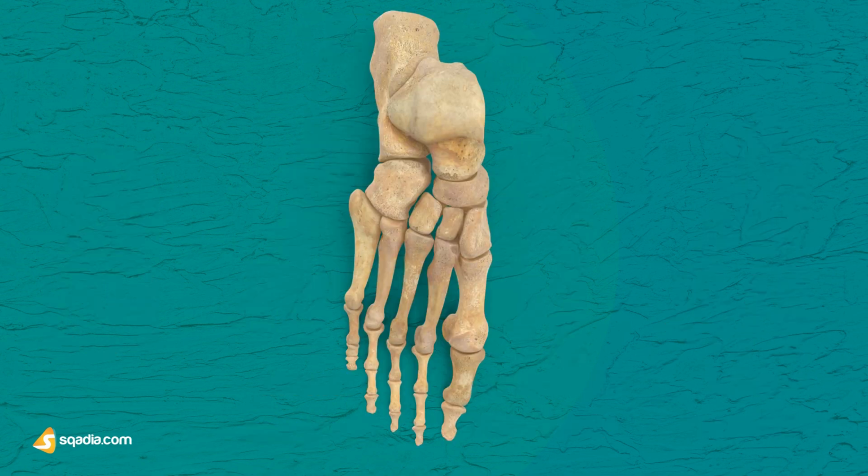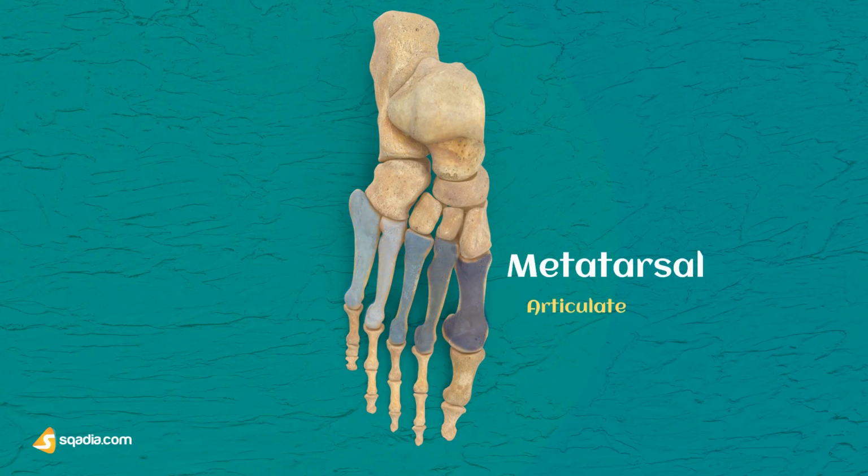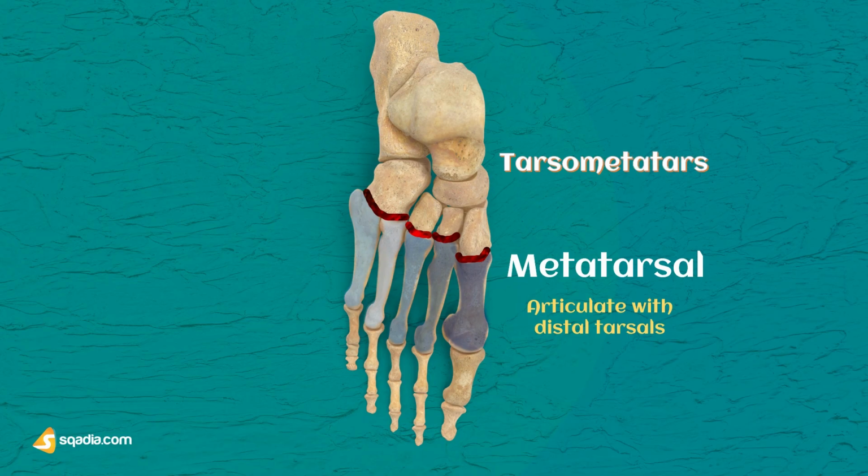Moving on to the metatarsal bones, there are 5 in total that articulate with the bones in the distal row of the tarsals. Interestingly, the navicular bone doesn't articulate with the metatarsals, which is why it's not included in the distal row. The tarsometatarsal joints, which are formed between the tarsal and metatarsal bones, play a vital role in the stability and flexibility of the foot.